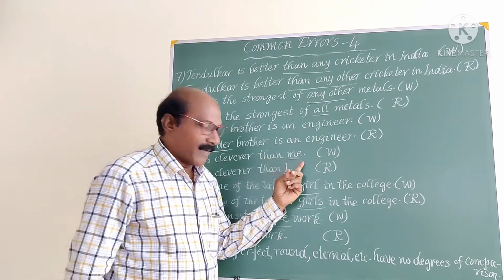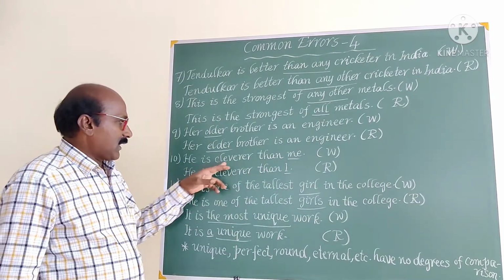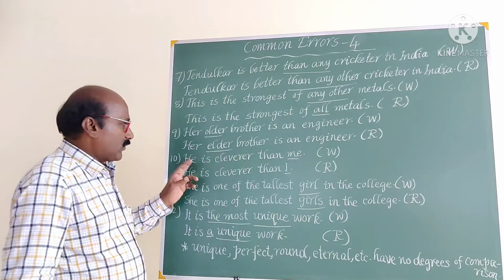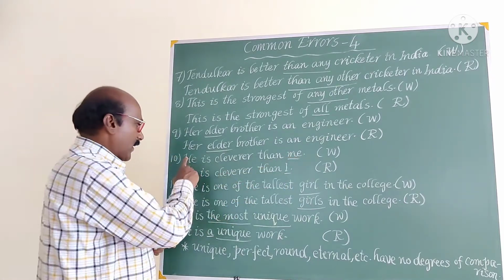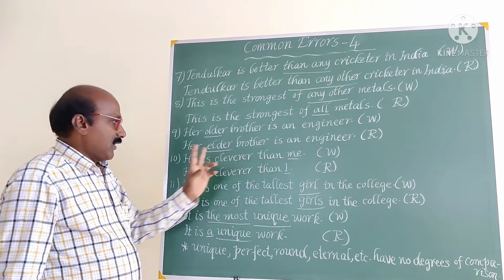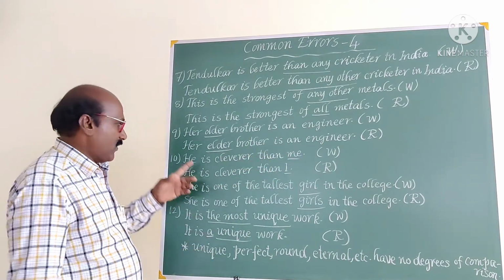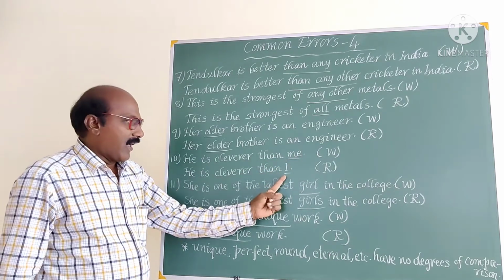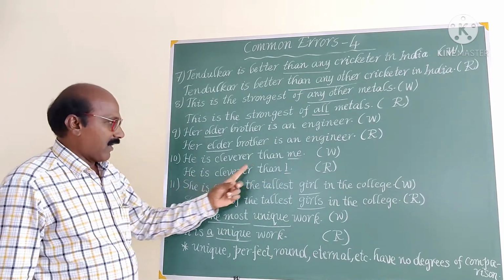"He is cleverer than me." It's a wrong sentence. The comparison is exactly between the two. When the two persons are given as pronouns, he is a pronoun and me is also a pronoun, but the compared person should always be in the subjective case. He is in the subjective case. Here also, in place of me, I should be used in the subjective case. He is cleverer than I.